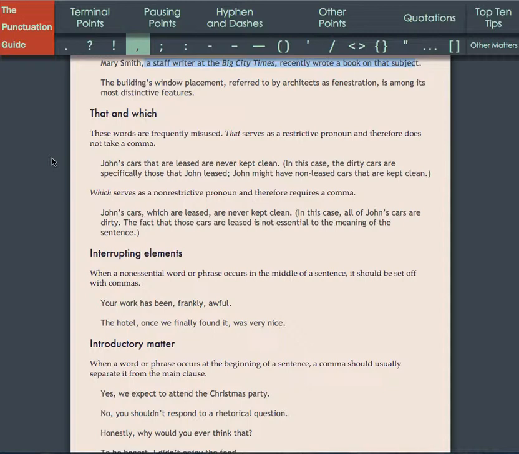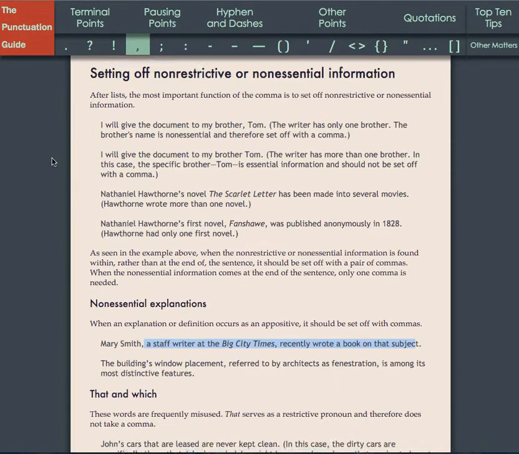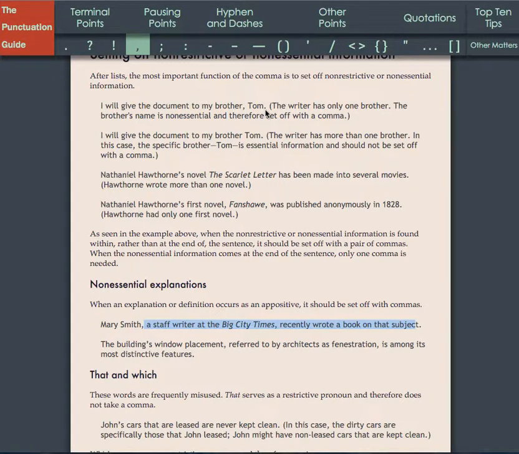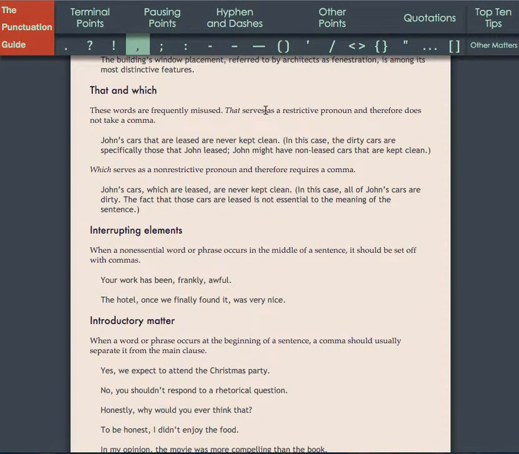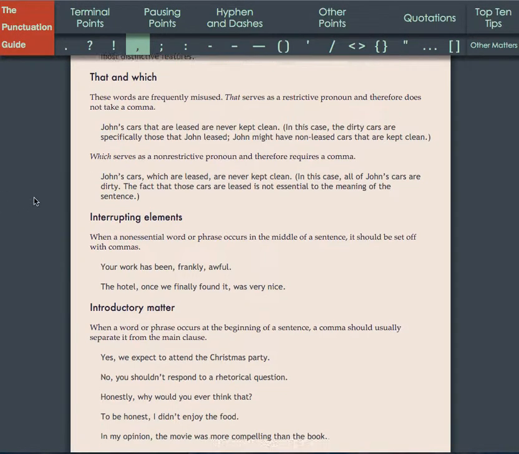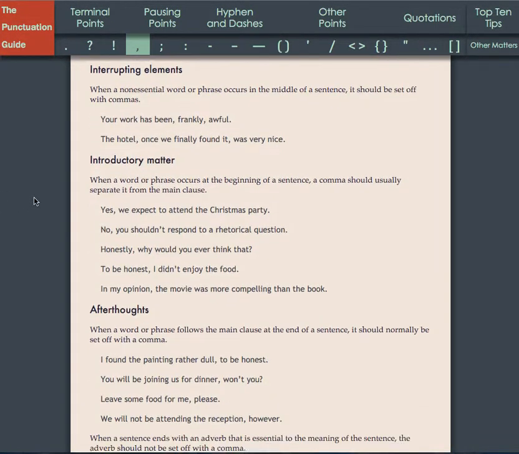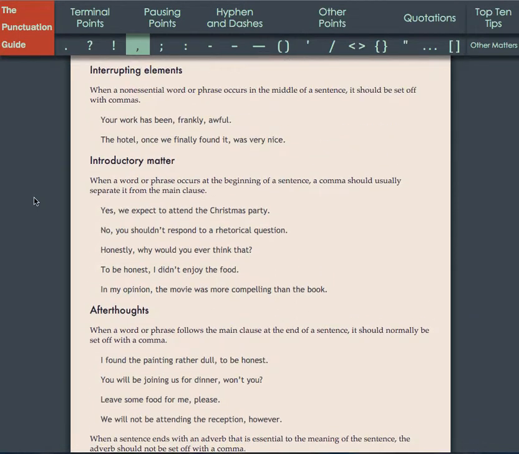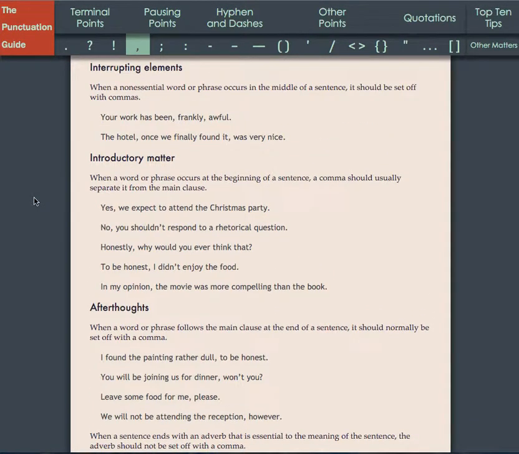So in this example, you kind of get the comparison between something that tells us which one it is. Think back to the example of Tom versus Tom, right? So one tells us which Tom, the other one doesn't tell us anything about Tom. So that helps us to compare that and which. And so forth here. Interrupting elements, introductory matter, afterthoughts, these are all examples of information that interrupt a sentence and require that idea of opening and closing.